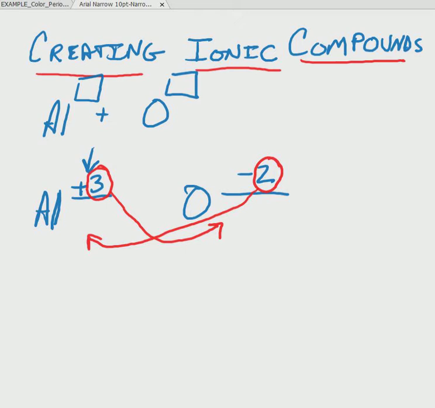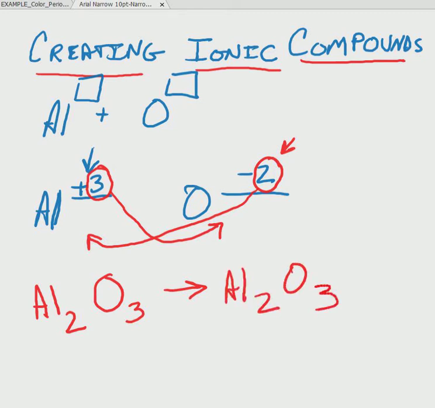So for every 2 pieces of aluminum, we got the 2 from here, and for every 3 pieces of oxygen, these will combine to make aluminum oxide, or aluminium oxide. And that's it. It's Al2O3. That's it.